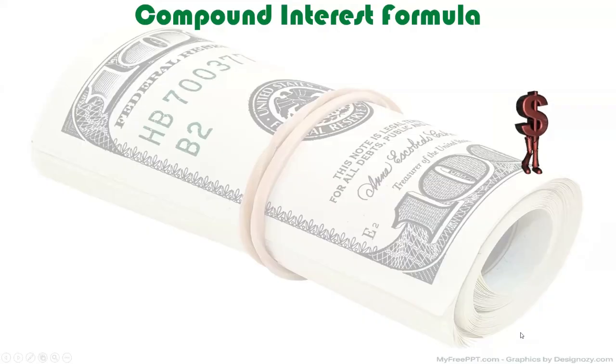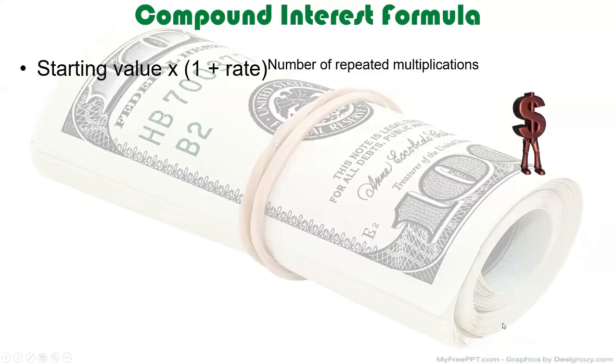Let's go back to the compound interest formula we looked at in the first video and look at it again. So, as before, we had the starting value times bracket 1 plus the rate to the number of repeated multiplications, that would be the power. So the accumulated amount is equal to P bracket 1 plus R over N, close bracket, to the power NT. But now we understand what N is.